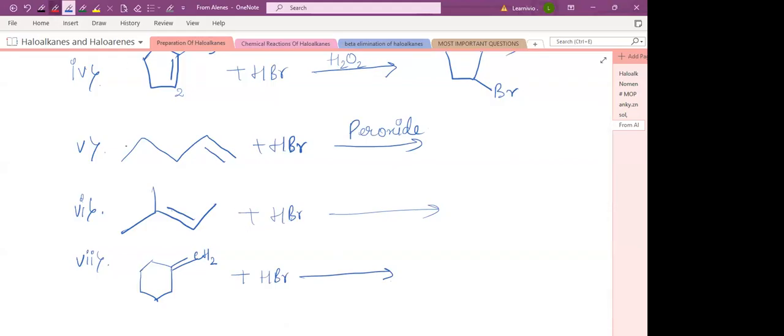Yeah, you just have to see this double bond, right? So here you can see 1, 2, 3, 4, right? Less substitution here, and more substitution there, right? So this bromine will attach to which carbon according to the Markovnikov addition rule, where the hydrogen is less or greater? Yes, who will tell me? Less. Yeah, so just attach this hydrogen and you will get the answer.